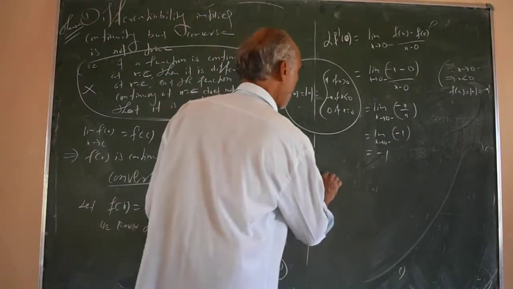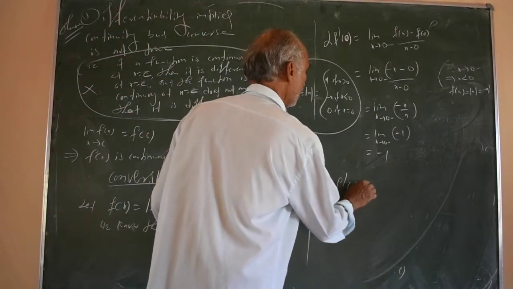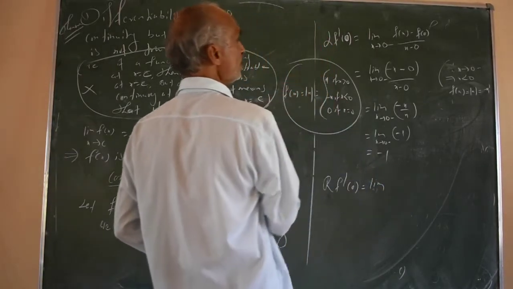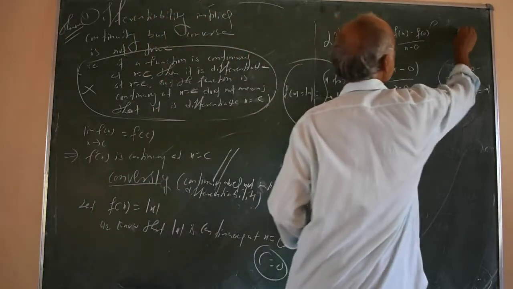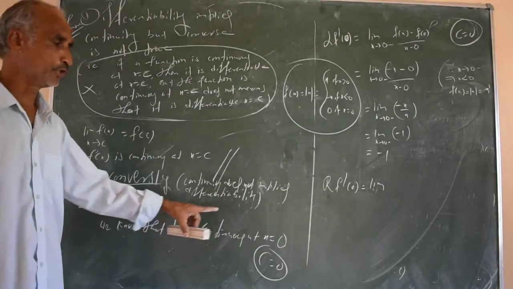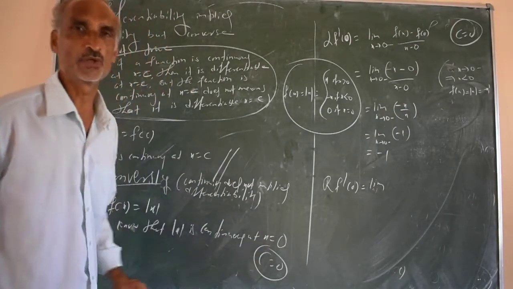What is the right hand derivative f dash of 0? Same way, limit x tends to 0 plus, here c is 0. For this particular counter example, x equals c, and c is taken as 0.